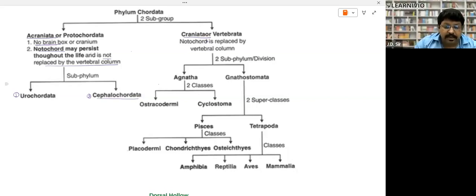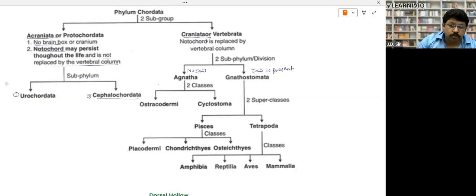Now further, Agnatha are those which do not have a jaw-like structure, right? Agnatha means they do not have a jaw-like structure. So they are the vertebrates which do not have a jaw. I'll tell you what they have in place of the jaw. So no jaw, and Gnathostomata are those which have a jaw. Agnatha have a sucker-like structure. They do not have a jaw-like structure. They cannot eat or chew anything, right?